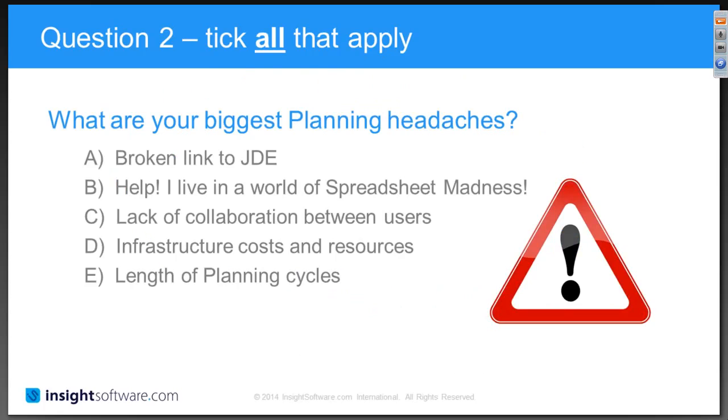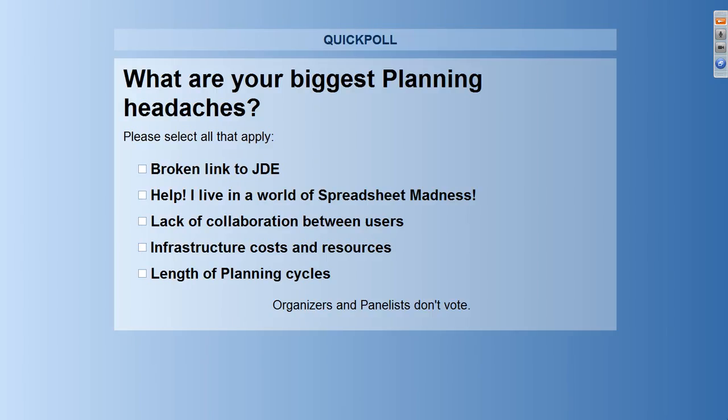So question number 2, if you could all vote on this: what are your biggest planning headaches? And again, please tick all that apply. Yeah, that's right, John. So options are broken link to JD Edwards, help I live in a world of spreadsheet madness, lack of collaboration between users, infrastructure cost and resources, and length of planning cycles. And as John said, this is a multiple answer question.